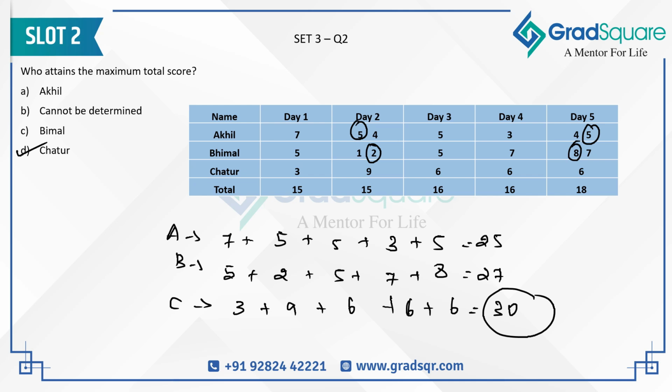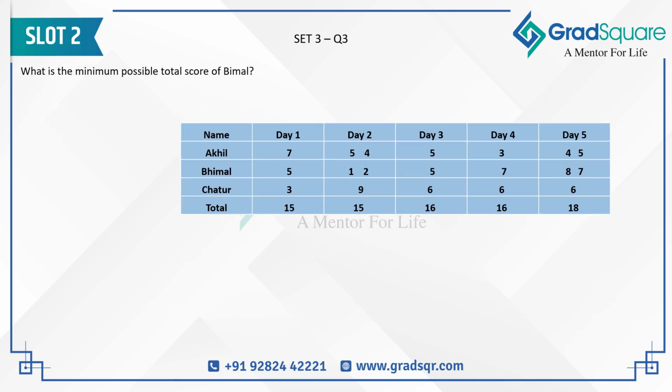And moving to the third question. What is the minimum possible total score of Bimal? So for minimum, day 1 it will be 5. For minimum I am going to take 1 here, and 5 on the third day, and on the fourth day it will be 7. For minimum I am going to take 7 on the fifth day. So what will be the total score? 5 plus 5 plus 5, 3 fives are 15, 15, 16 and 23 will be the possible minimum score.